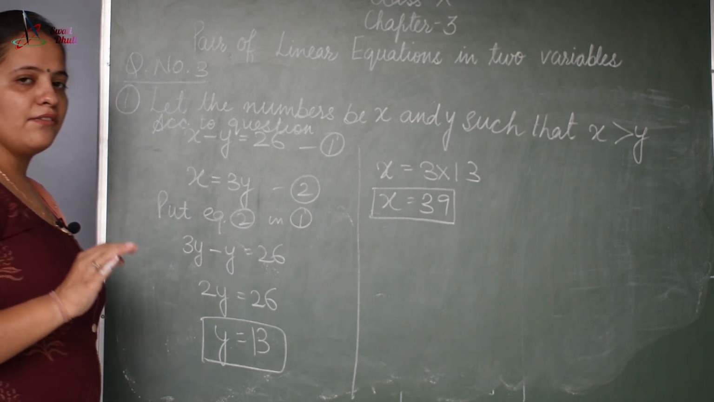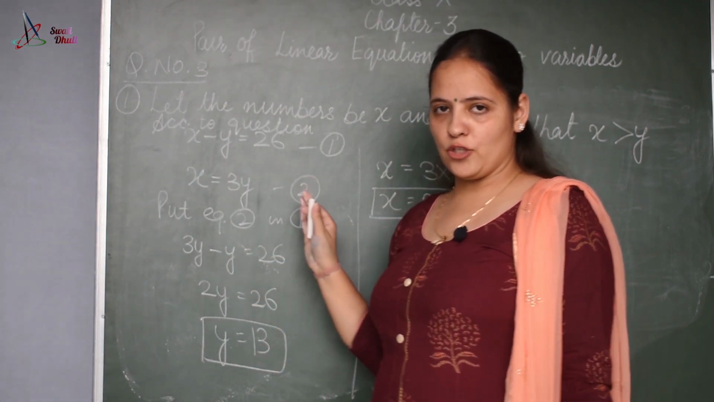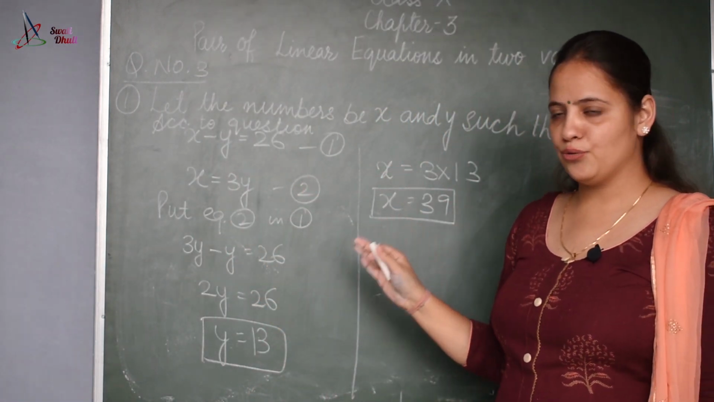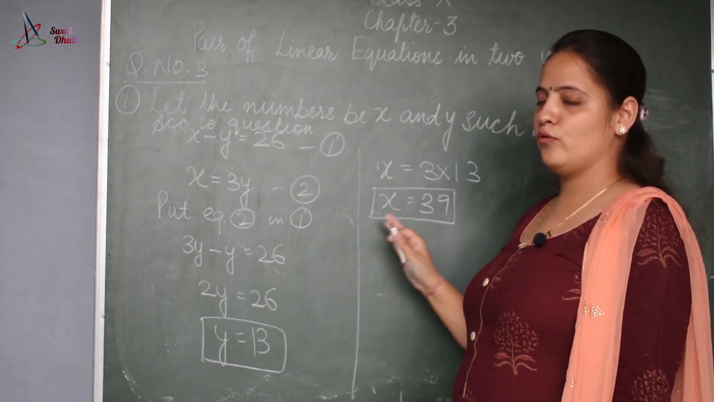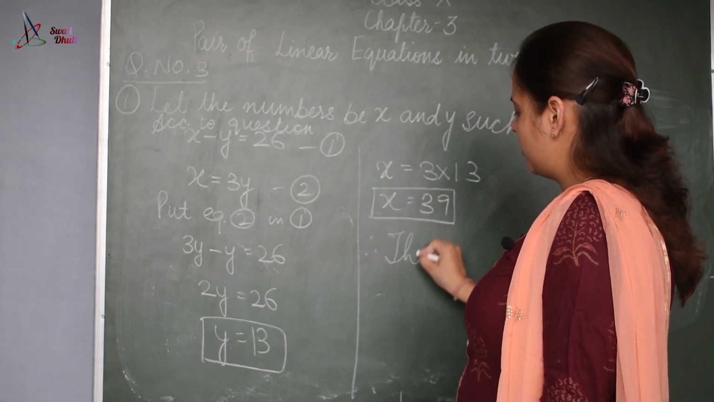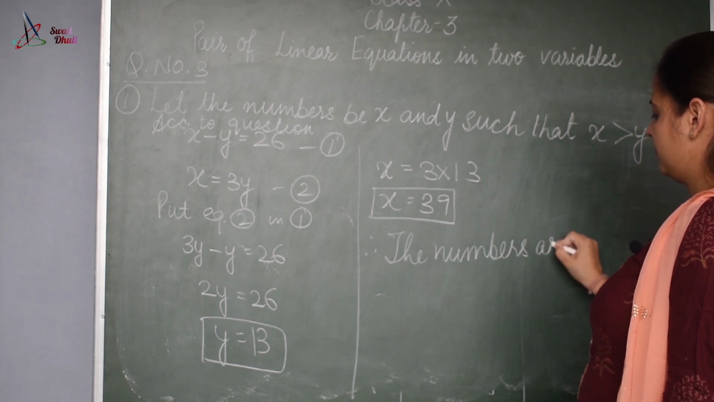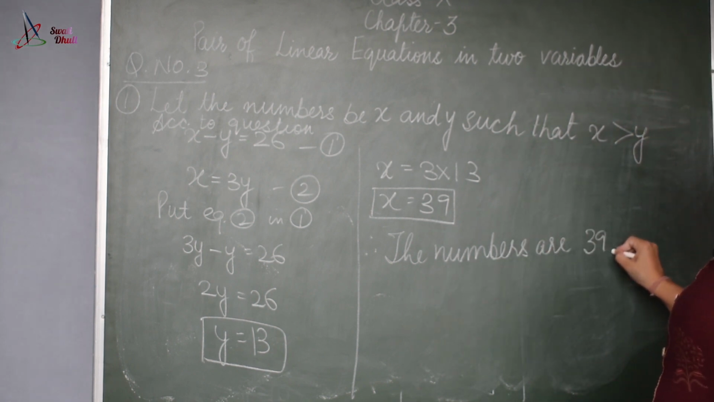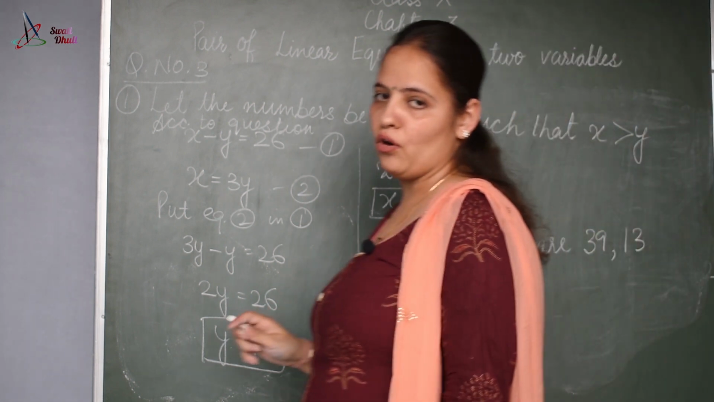So whenever you are given a word problem, you have to first make two linear equations in two variables and then solve for x and y, and then you will get the value of x and y. So therefore the numbers are 39 and 30. This is how we can solve it.